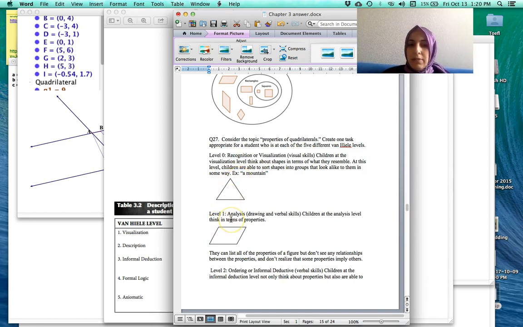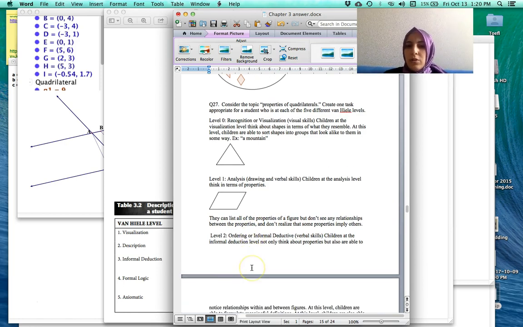Level 1. Analysis, drawing, and verbal skills. Children at the analysis level think in terms of properties. This is a parallelogram. They can list all the properties of a figure but don't see any relationships between the properties and don't realize that some properties imply others.